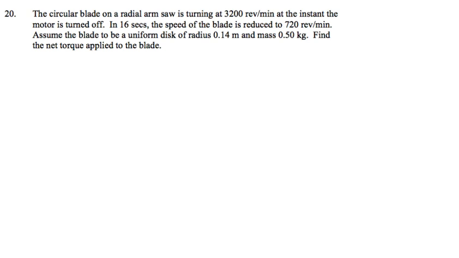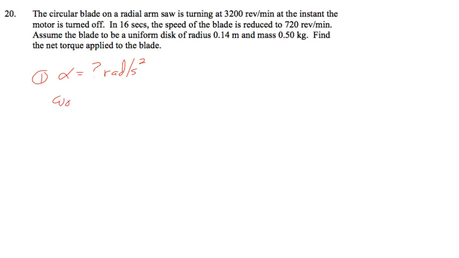Let's get the alpha. I know I'm going to need alpha, and I want that to be in radians per second squared. So it says the circular blade on a radial arm starts turning at 3,200 revs per minute at the instant the motor is turned off. In 16 seconds, the blade is reduced to 720 revs per minute. So both of those have to be converted. If I had thought ahead of time, I would have changed those to radians per second so you don't have to convert, but I haven't made copies of the test, so maybe I'll change them if I remember.